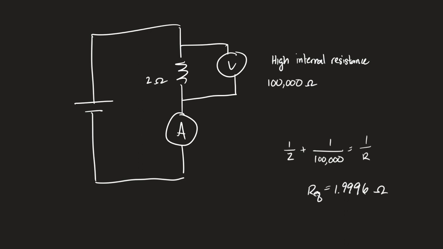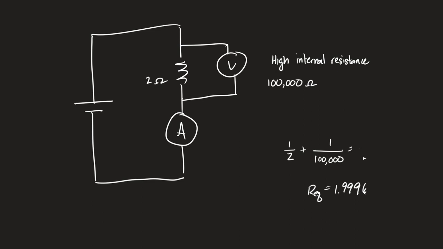So does it affect the overall resistance? Yes. Is it measurable? Probably not. Probably not with the meters that we have at hand. But it does affect the circuit. So that's our first thing. Voltmeters have a very high internal resistance. They attempt to measure a small amount of current and use that to calculate voltage.